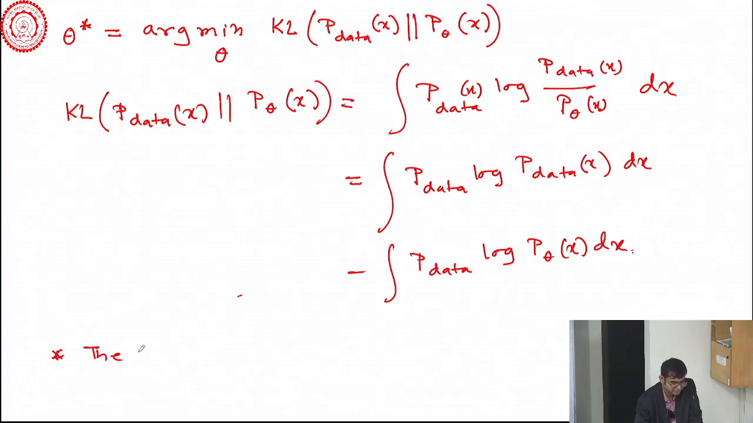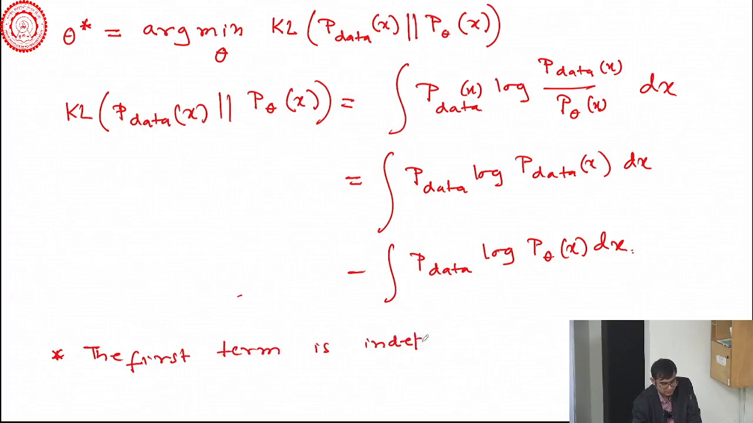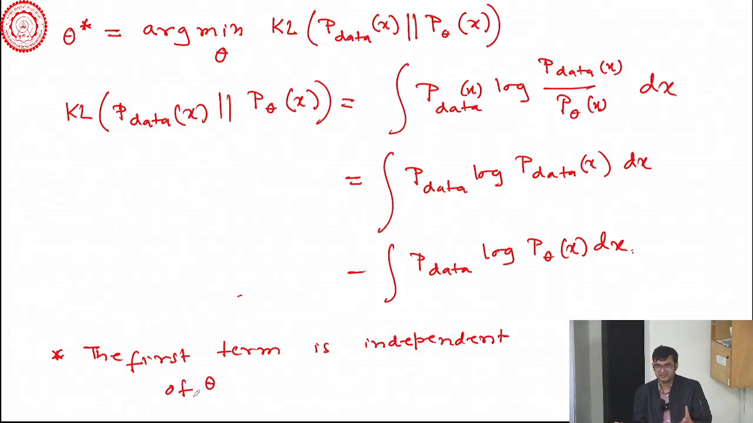The first term is independent of theta, which means it is some additive constant. That's all, because P theta is known. So if it is known, whatever, it is independent of theta. So we drop it.